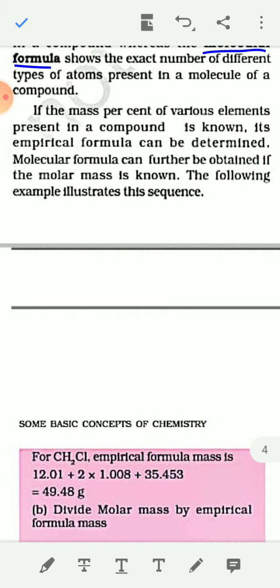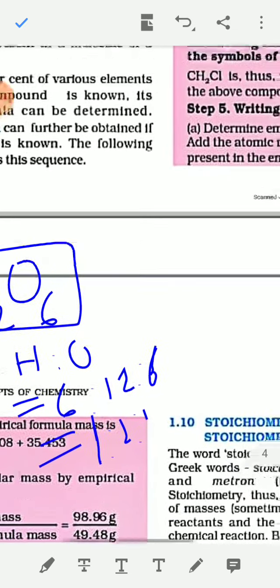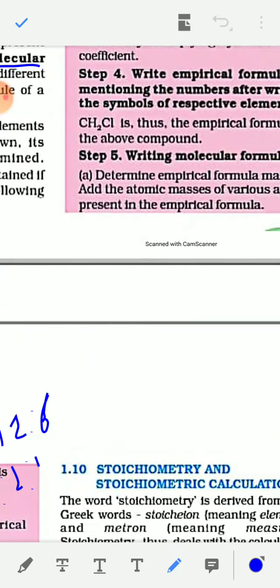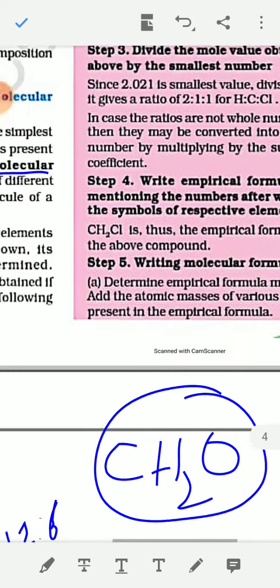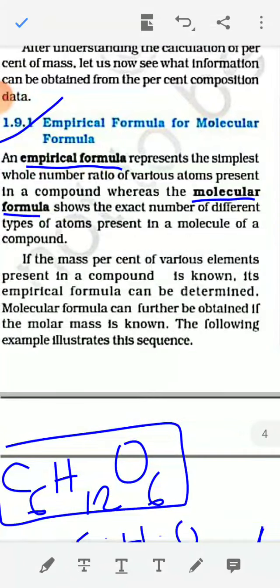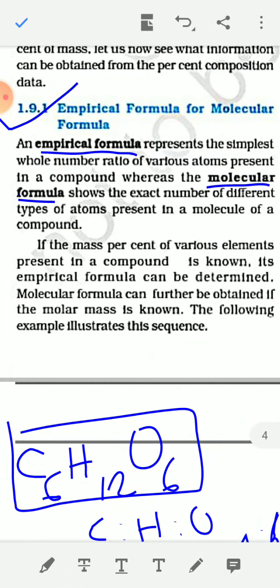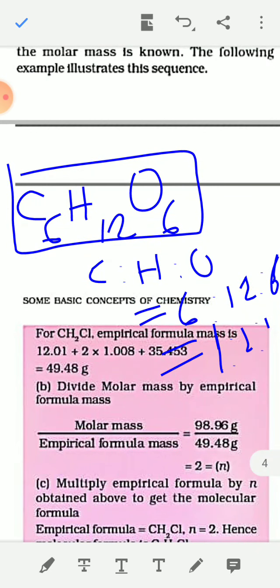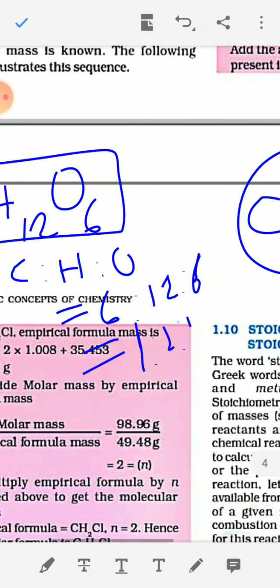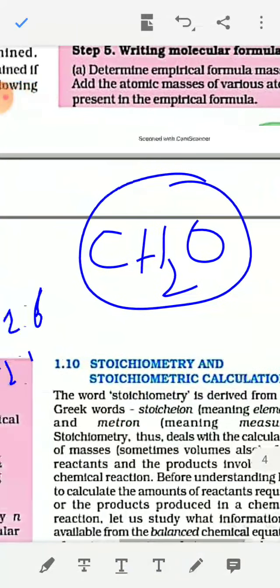So the molecular formula of glucose is C6H12O6, but its empirical formula is CH2O. Okay, simplest whole number. So empirical formula represents the simplest whole number ratio of various atoms present in a compound.